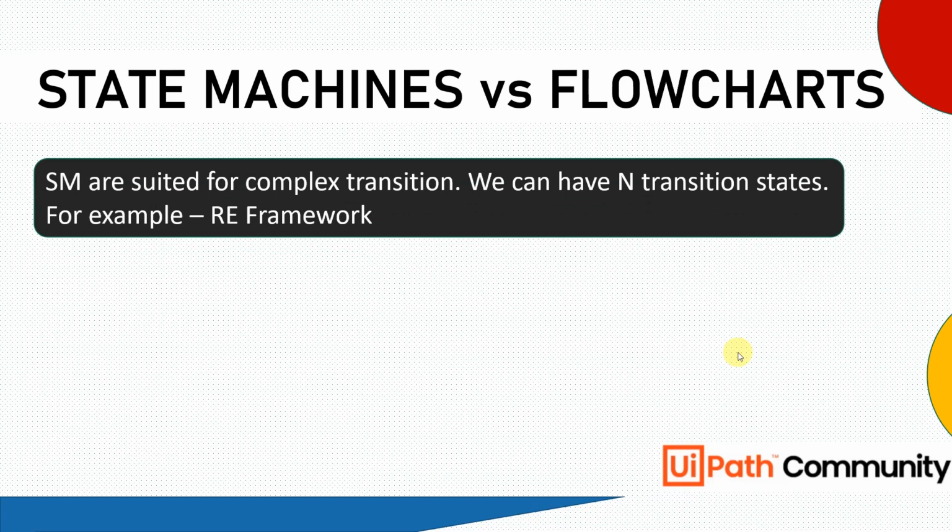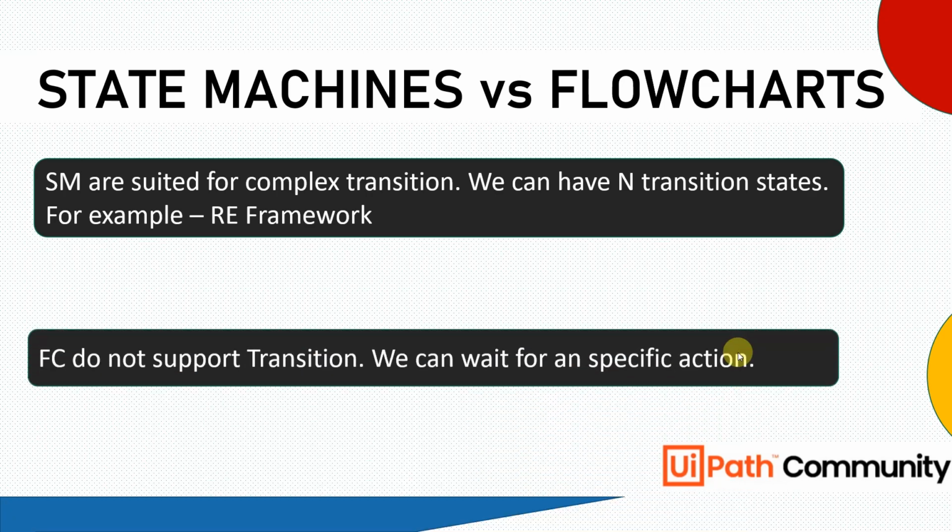The first thing is that state machines are suited for complex transitions. We can have n transition states, for example the RE framework. When you are dealing with a complex process, a big automation, we cannot have everything in an if-else. In an if, we have to specify a condition, and that condition will be either true or false. For example, in the RE framework, we'll look at how exactly the transitions look. Let us first complete the differences.